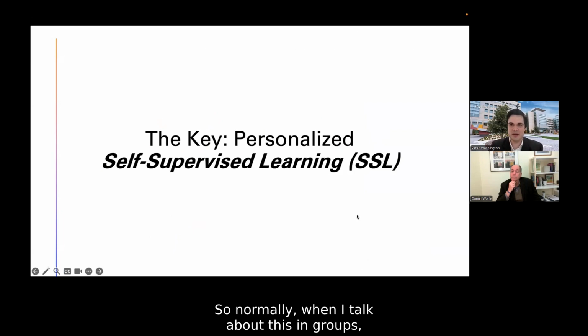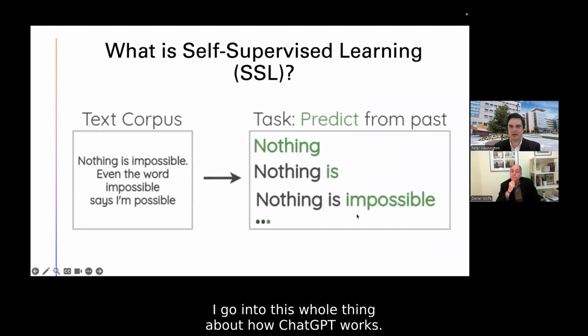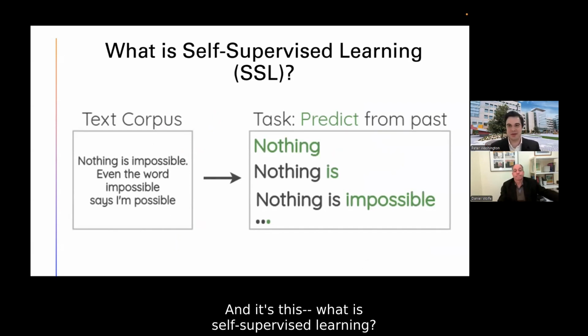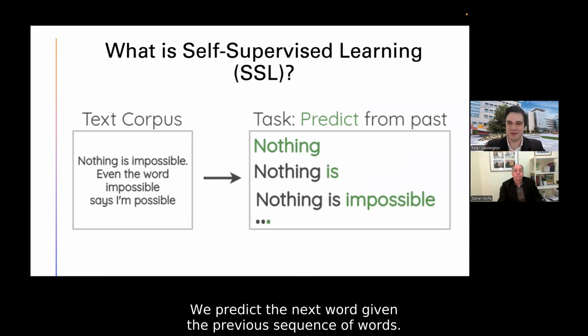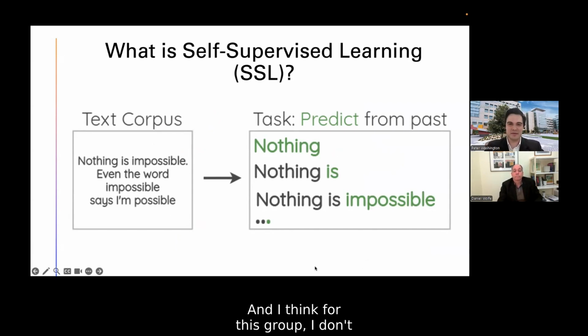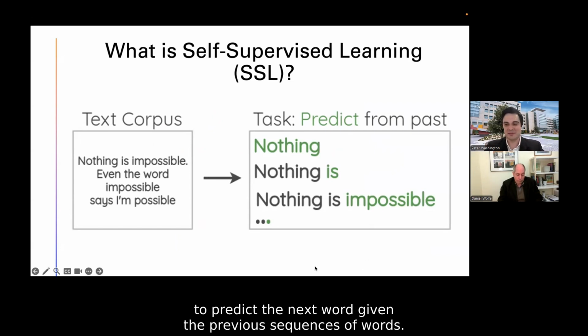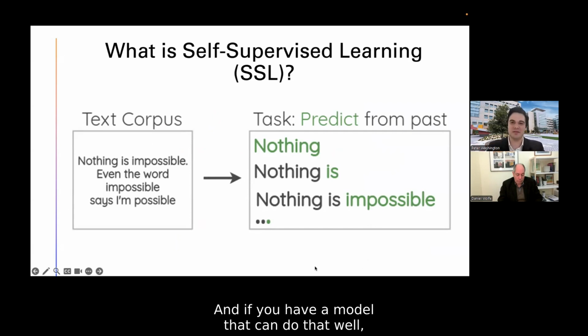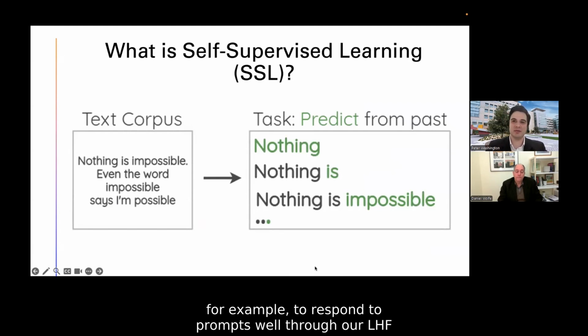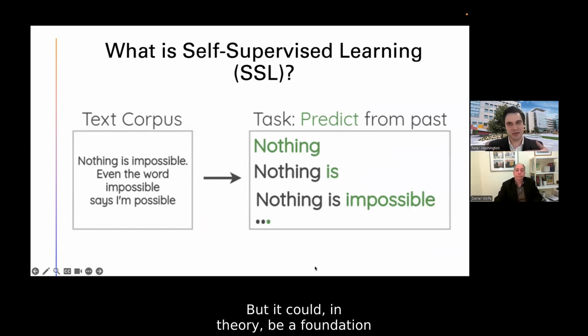Normally when I talk about this in groups, I go into this whole thing about how ChatGPT works, and what self-supervised learning is: we predict the next word given the previous sequences of words. I think for this group, I don't need to go into all of that. Everyone probably knows how this works. Basically, you train a foundation model to predict the next word given the previous sequences of words. If you have a model that can do that well, then you have a foundation model that can be fine-tuned to do a lot of other things, for example, to respond to prompts well through RLHF fine-tuning, but it could, in theory, be a foundation for other NLP tasks as well. But I assume everyone here knows that already.